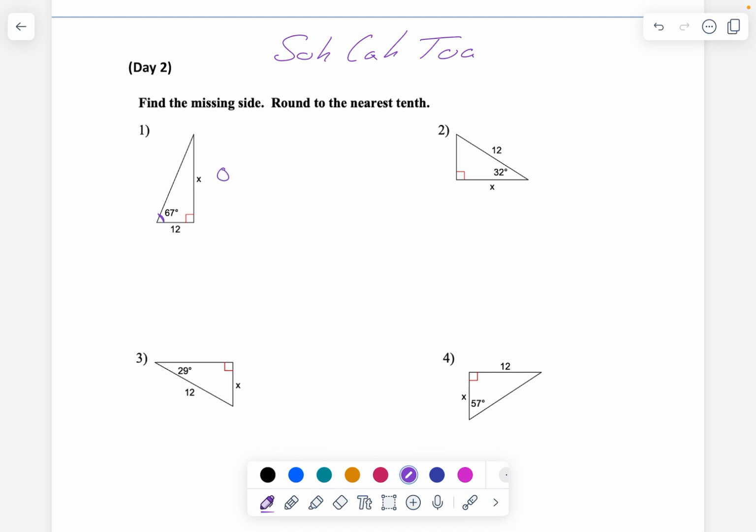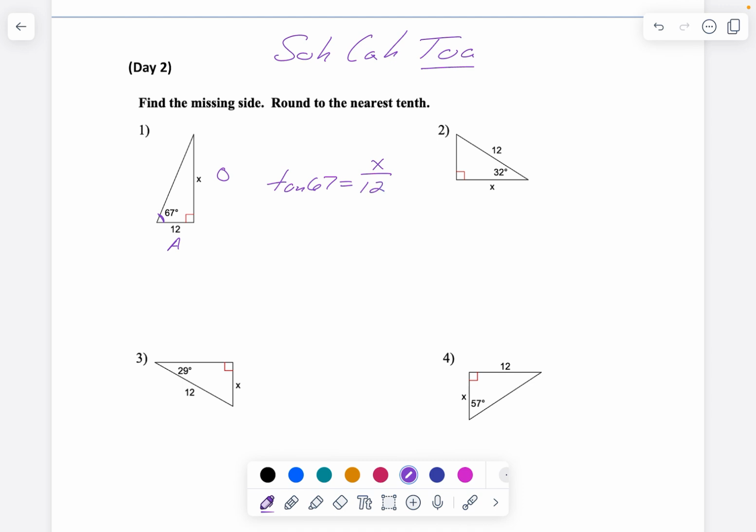This side would be the opposite. This side would be the adjacent side. So we have to think to ourselves, which trig function uses opposite and adjacent? Well, it's this one right there. And so we can write a statement like tangent of 67 degrees equals opposite over adjacent.